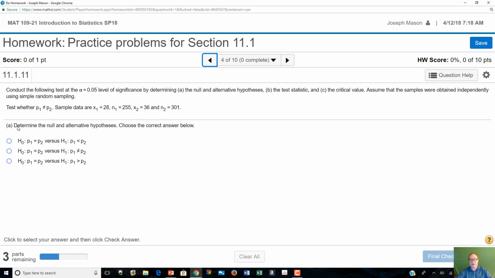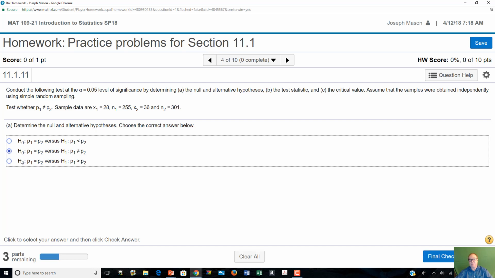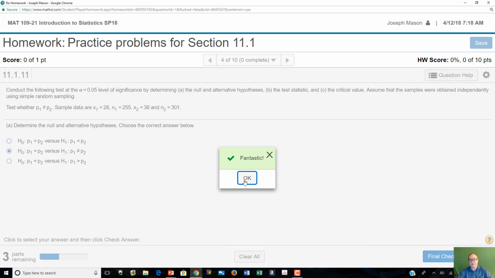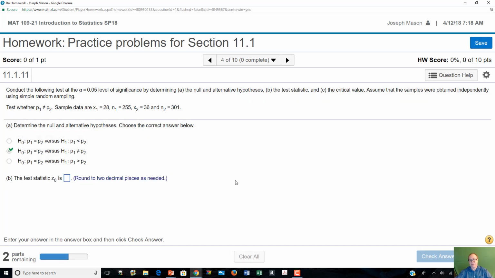But what are we trying to show? It says test whether p1 not equal to p2, so that's easy enough. So that tells us we're going to do the second one here. So we check it, that's okay. Now, the test statistic.